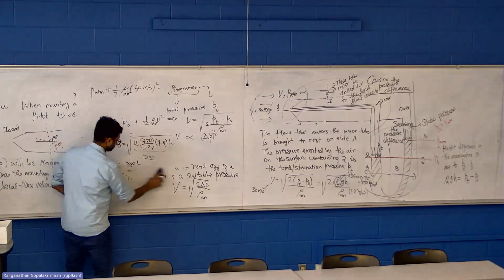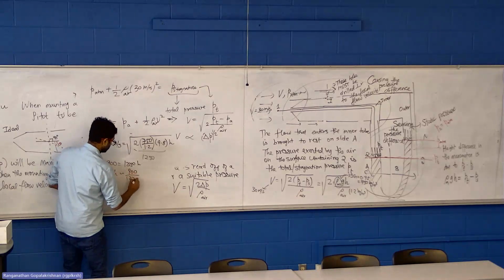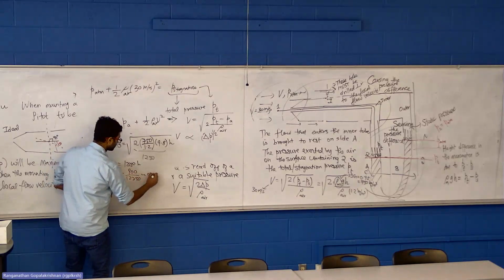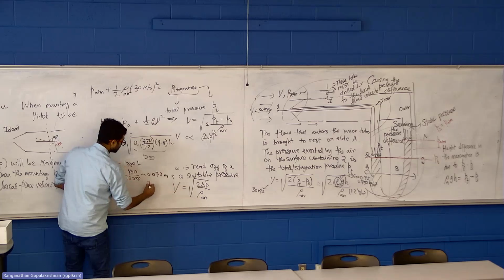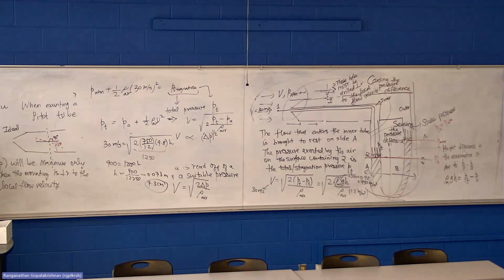Okay, 12,250. So then I got 0.073 meters. This is about 7.3 centimeters. That isn't so bad, 7.3 centimeters. Okay, thank you. All right, let's move on. I want to cover one more problem. Okay, half an hour. Let's do problem 3.50 from the book.